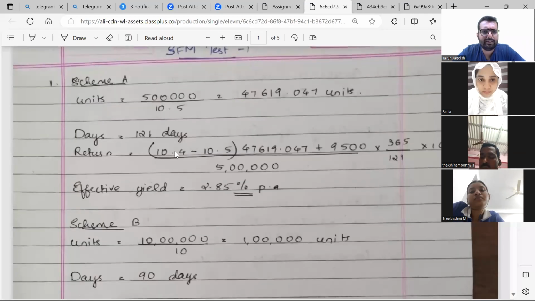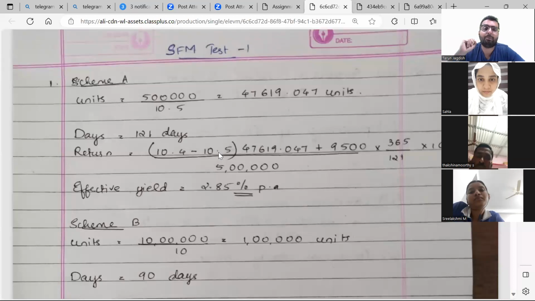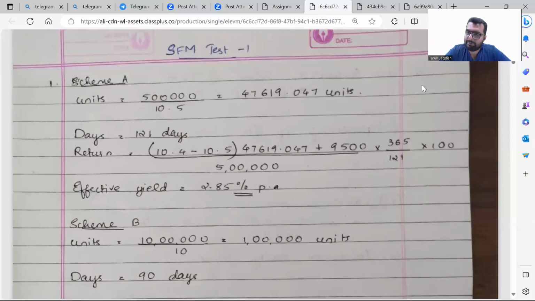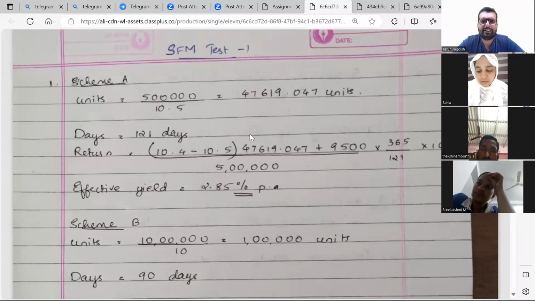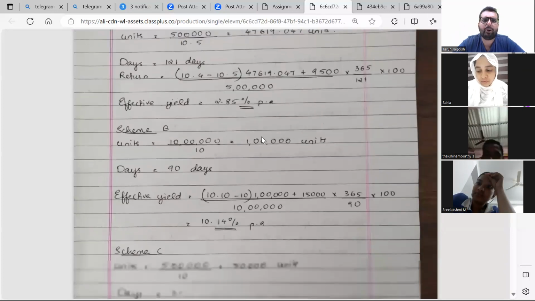Return calculation is 10.4 minus 10.5. Your answer is right, but have you given the formula for actual return? What is the formula for actual return? NAV1 minus NAV0 plus D1 plus CG1 divided by NAV0. That formula has to come over here. All right. Sometimes values will give you marks. But when we are doing a valuation here, let us be strict with ourselves so that every point is covered.